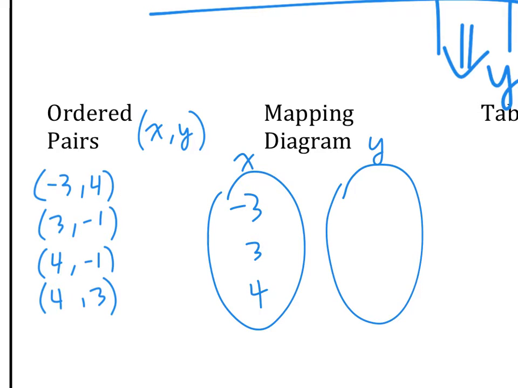And then we write all our y values, also in ascending order, from the smallest to the biggest. So it's going to be -1, which happened twice, so we only write it once. So -1, 3, 4.